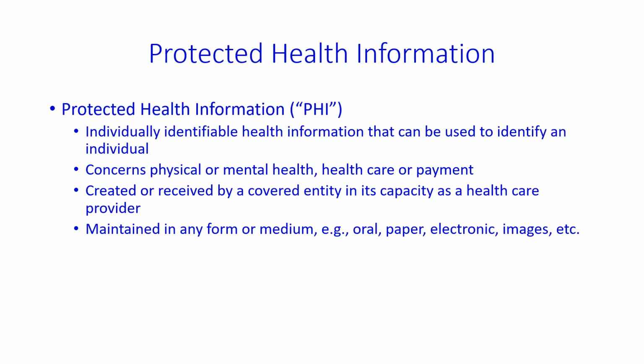Now that we understand the difference between a covered entity and a business associate, let's discuss the sensitive data that each of those entities must handle and protect. Protected health information, or PHI, is individually identifiable health information that can be used to identify a single person. That PHI concerns the individual's physical or mental health, the care the patient received for their health, and any patient information related to that care.